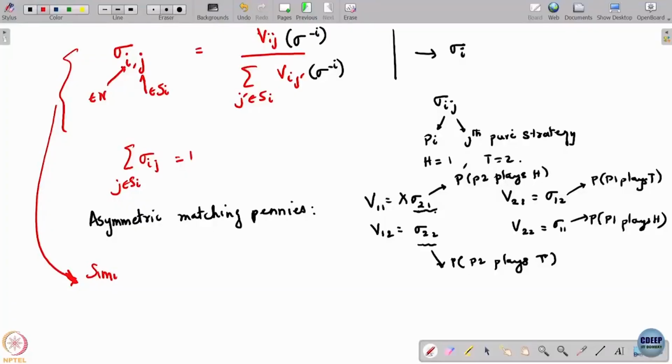That is what is called the quantal response. The simultaneous solution of these equations gives rise to what is called a quantal response equilibrium.